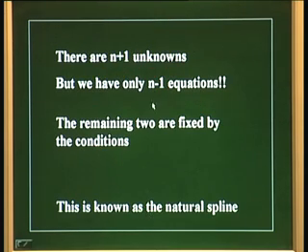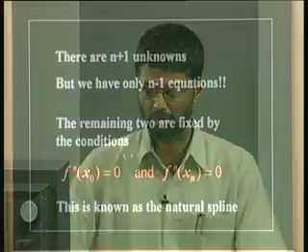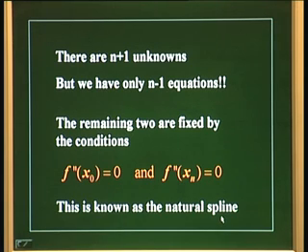We need 2 more equations, and these 2 values are fixed by demanding that f double prime of x_0 and f double prime of x_n are 0. That is, at the 2 ends we say the second derivatives are 0, and this is known as a natural spline. This is not the only way to fix this; you could fix it some other way, but this is the standard practice. So, when you see a standard program which gives you a cubic spline interpolation, it is most probably using this particular boundary condition, and that will be a natural spline interpolation.